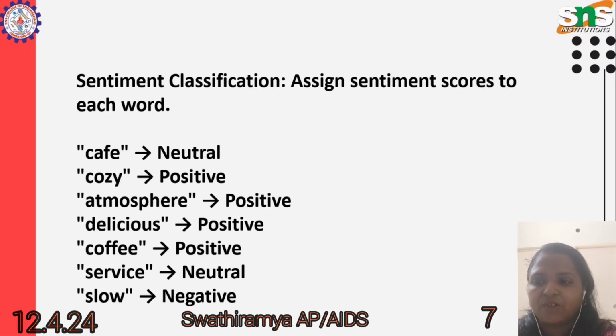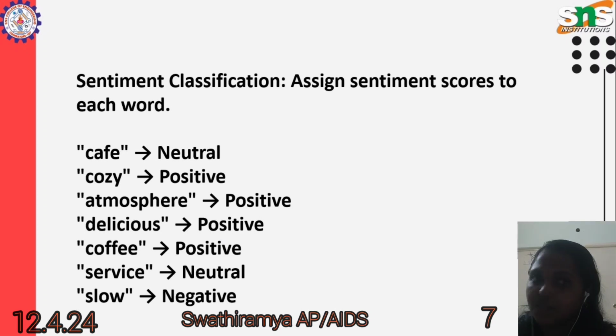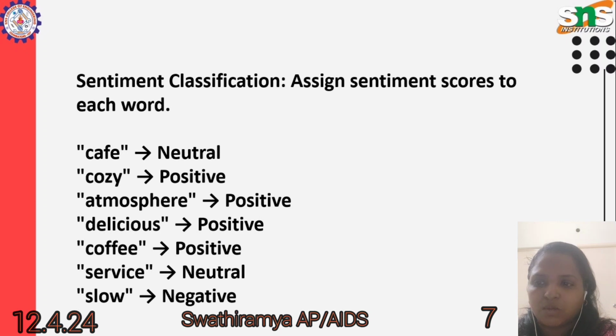Next we have sentiment classification. We assign the sentiment score for each word. Let's take the first word, cafe. Cafe is not a positive or negative comment, so we put it under neutral. Cozy is positive, so we put it under positive. Atmosphere is also positive, so we put it under positive. Delicious, positive. Coffee, positive. Service, neutral. Slow means it's negative. It's not positive or neutral, it's a negative comment, so we put it under negative.